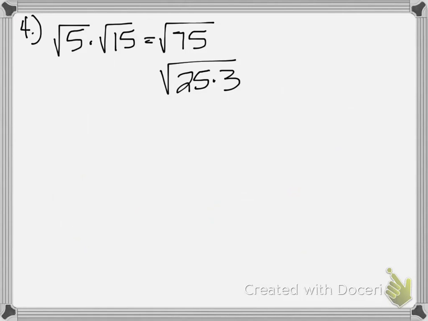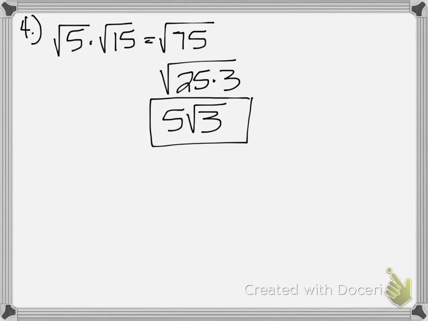So if you recognize that 25 is a perfect square, the square root of 25 is 5, so 5 pops out, and you still have a 3 on the inside. And that's your final answer.